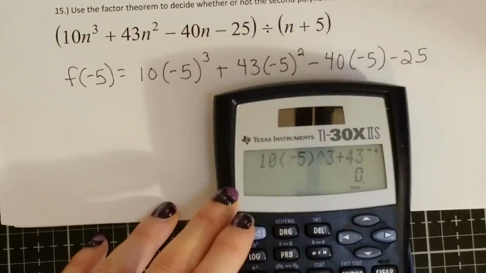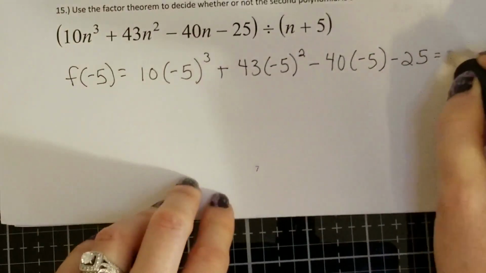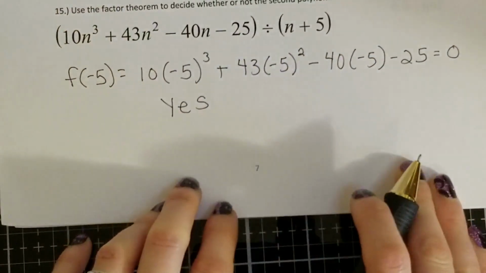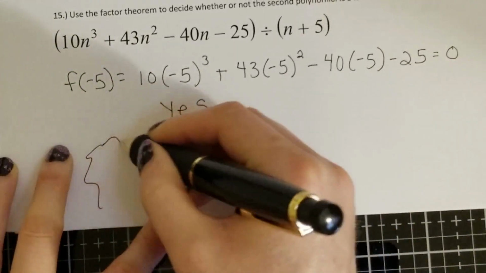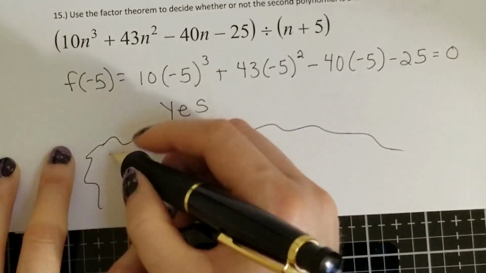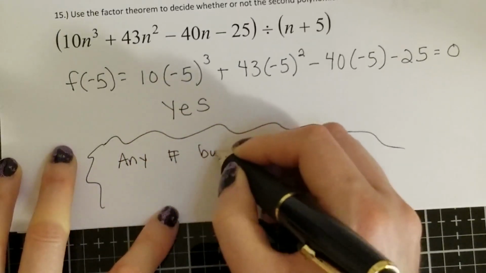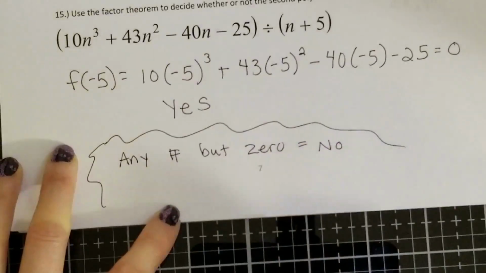Okay, so that gives me 0 when I type that whole thing in. So since this equals 0, then it is a yes, and you would pick the one that says yes, it's a factor. If it was any number but 0, then you would pick the no. So any number but 0 would equal a no answer.